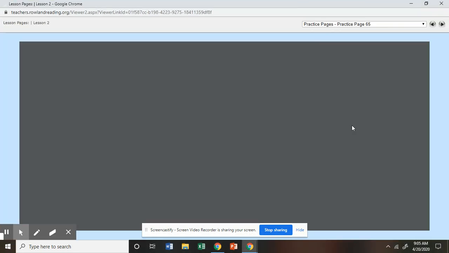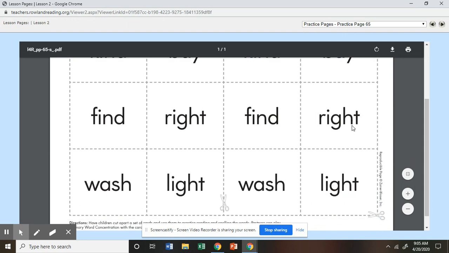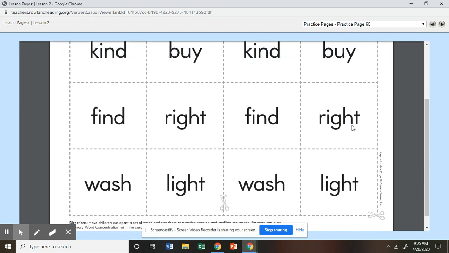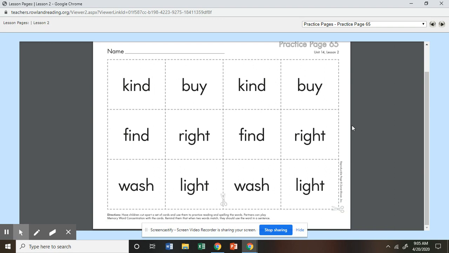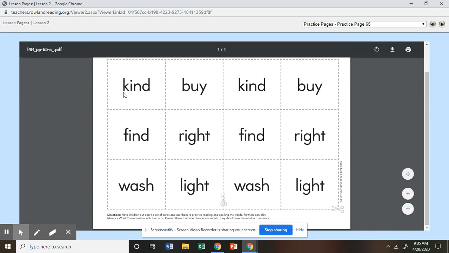And practice page 65 is just your memory words. You can cut them out and practice them. You should have a couple of different memory words now if you want to make it a little bit harder. Okay, one more final time. I say the word, then you say it.